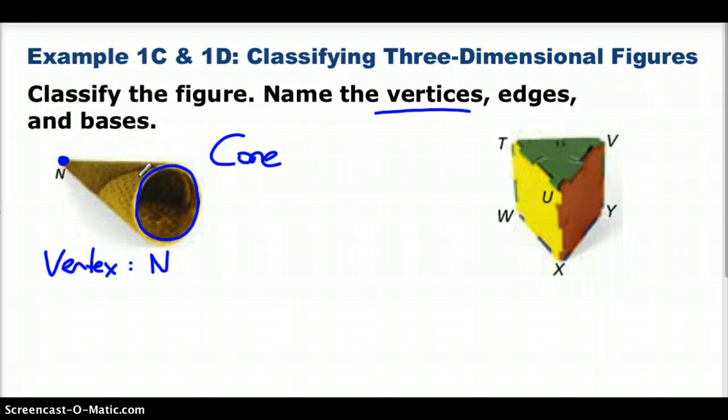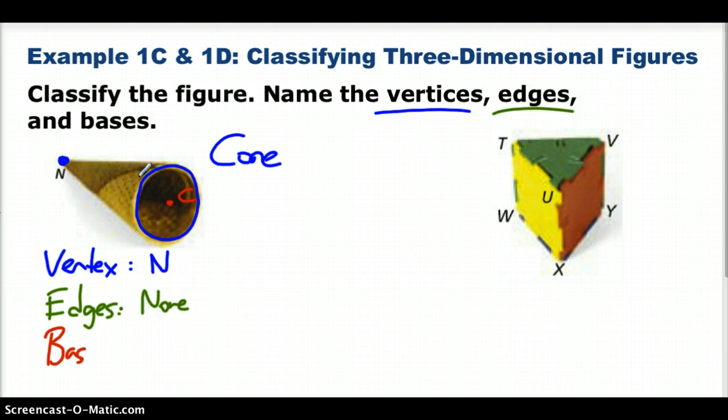Okay, for edges, well, we don't have any straight edges on this, right? So for edges in this example, we would have to write none. Okay, and for the bases on this particular one, the base here we could just call this circle. So I'm just going to call this point C, right? So our base at this point we could call circle C. Would be a base there. Okay. Let's look at this other figure here.